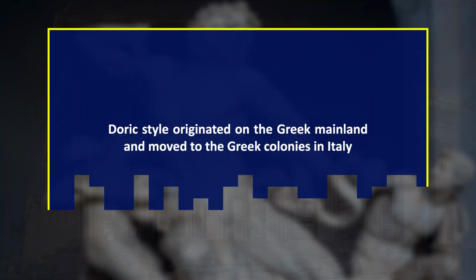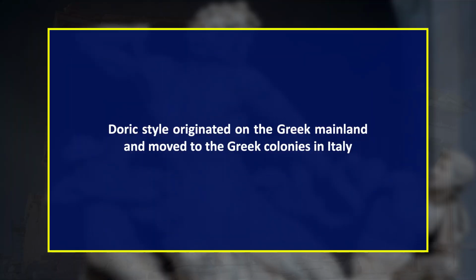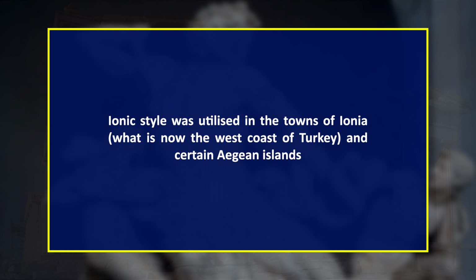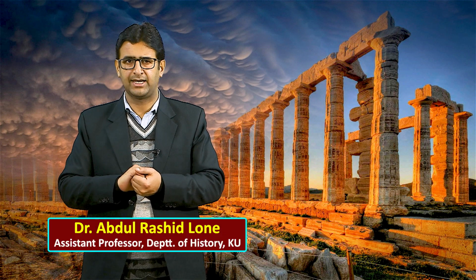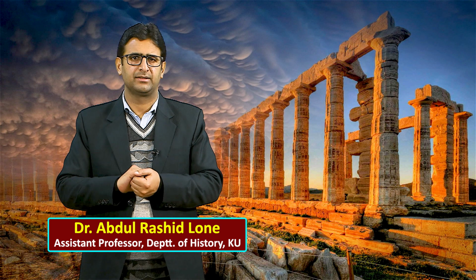Nevertheless, this is highly dubious. The Doric style originated on the Greek mainland and moved to the Greek colonies in Italy. The Ionic style was utilized in the towns of Ionia, which is now the west coast of Turkey, and certain Asian islands. The Doric style was more official and austere, whereas the Ionic style was more casual and ornamental.